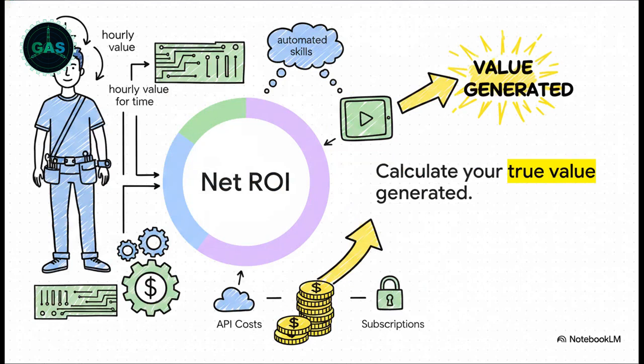To make these savings super concrete, the system actually utilizes an ROI calculator. You just input an hourly value for your time or your developer's time, and the OS analyzes the automated skills used, subtracts the API and subscription costs, and delivers a concrete net ROI. It literally proves exactly how much capital the AI is generating for your business.